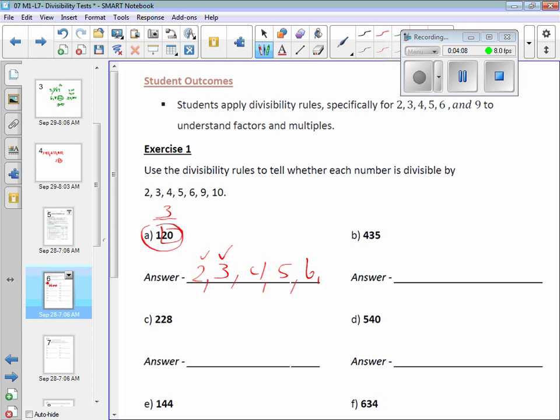Now, bear in mind, just for divisibility rules, we don't care how many times these numbers go in. 2 times 60 happens to make 120. We don't care about the other half of that factor. We just want to know whether these numbers will go into it.